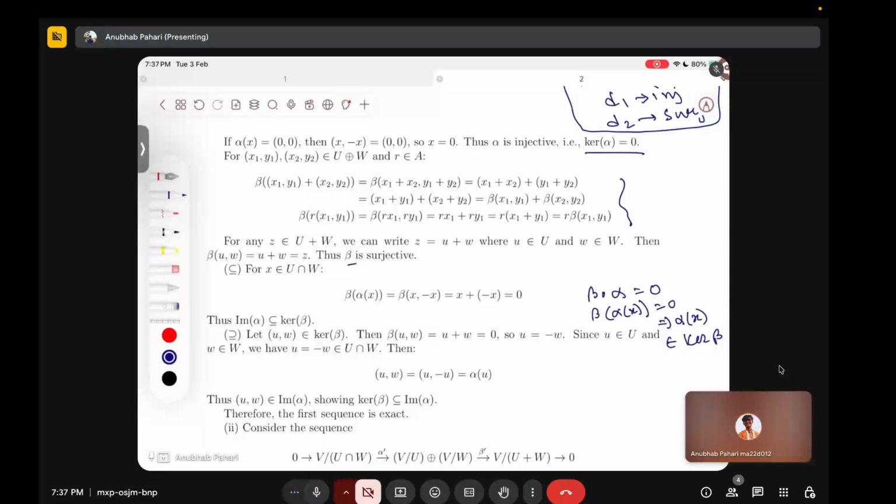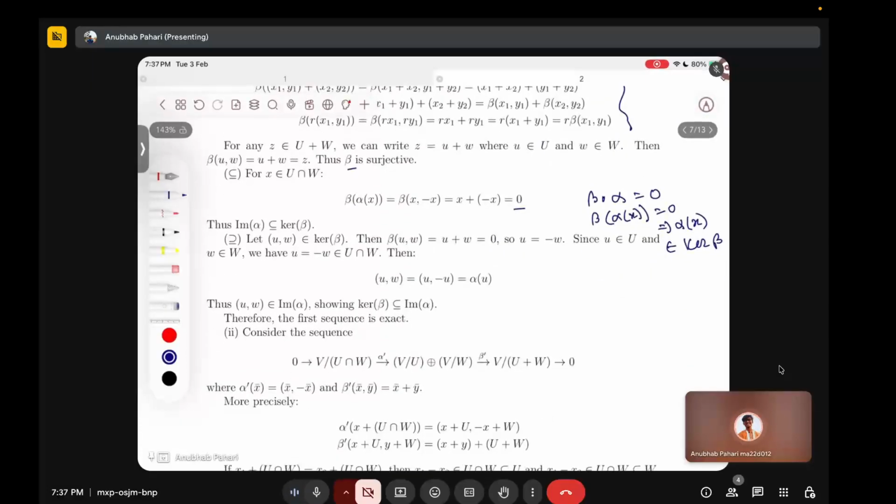Therefore image of alpha should be in kernel of beta. That is what I have done: alpha of x equals (x, minus x), and beta of this is x plus minus x, which is 0. Therefore image of alpha is contained in kernel of beta. And similarly, let (u, w) belong to kernel of beta. Then beta of (u, w), that is u plus w, is 0. So u equals minus w. Since u belongs to capital U, and small w belongs to capital W, they both belong to both, so both belong to U intersection W.